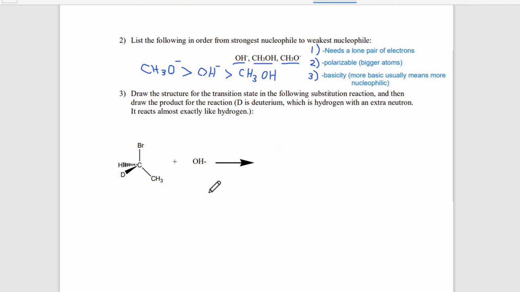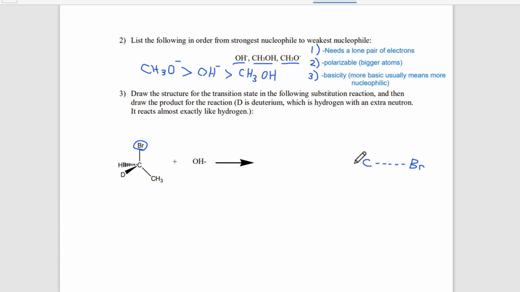typically what you want to do is turn the molecule such that the leaving group, which in this case is the bromine, is facing to the right. And then from there, it doesn't really matter what you do with the others, except that if the leaving group is to the right, you want to give it a little bit of space, because in the transition state, the leaving group will be in the process of leaving.